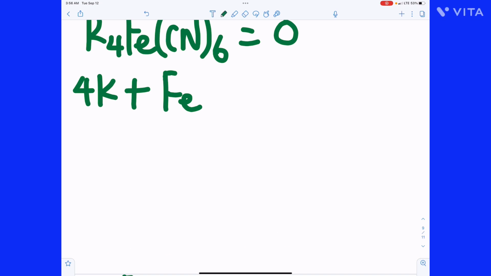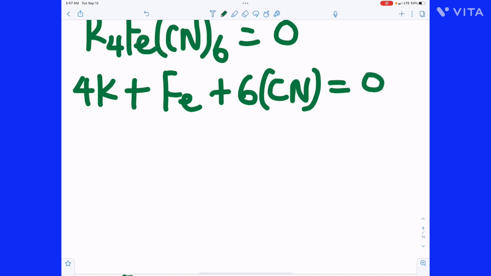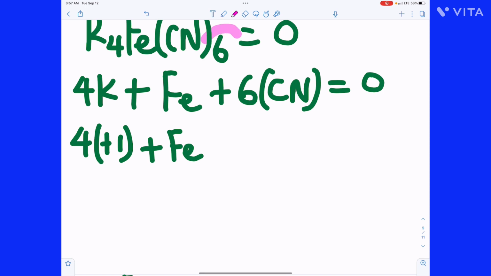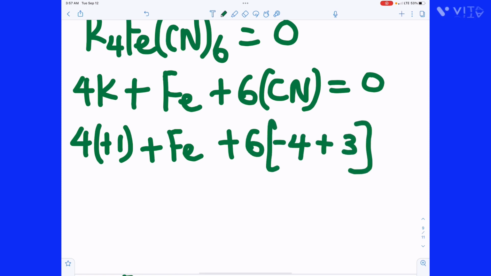4K plus Fe plus 6 times (minus 4 plus 3). Let's put CN inside the bracket first and not skip steps. 6 times CN is 6, so 4 times plus 1 plus Fe. There was a 6 outside here that I did not include in my steps, so that was a mistake. Plus 6 times (minus 4 for carbon plus 3 for nitrogen) is 0.